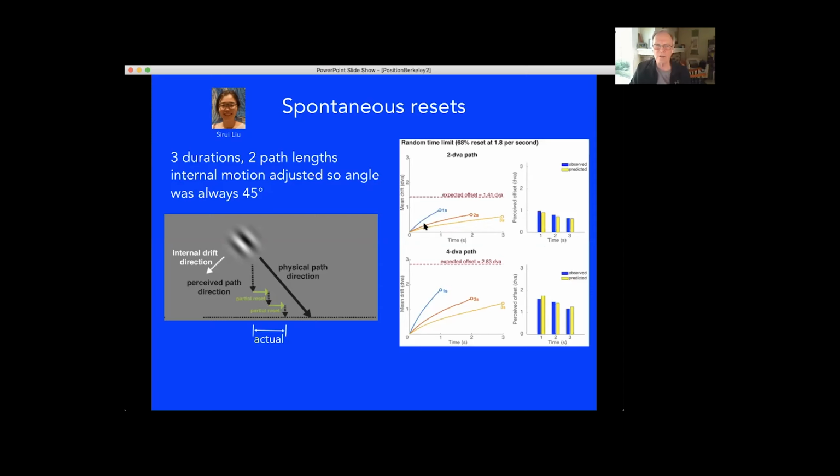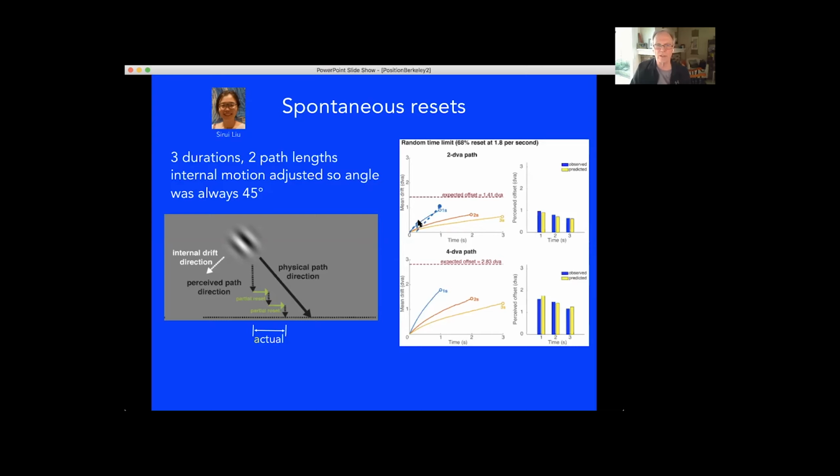And here's her model, random time limit. The idea is that there's a reset about once every half second. Even though the data is only for the endpoints, you can, of course, with the model, look at how it builds here. And it's not really building smoothly. That's the average of thousands of trials for the subject.